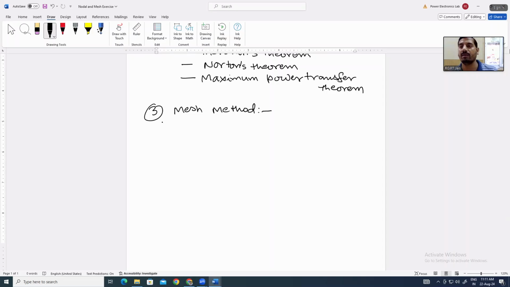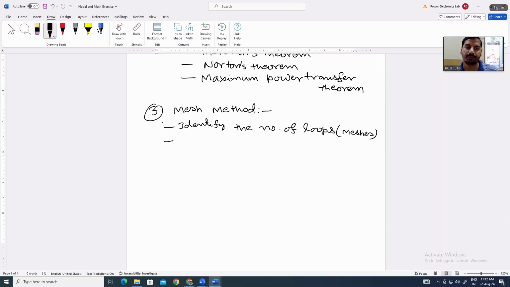In the mesh method, what do we have to do? We have to identify the number of loops or meshes. Loops means meshes because it is a mesh method, and you know the difference between mesh and loop. A mesh is a type of loop which does not have any other loop inside. So we have to identify the number of loops or number of meshes in the circuit.